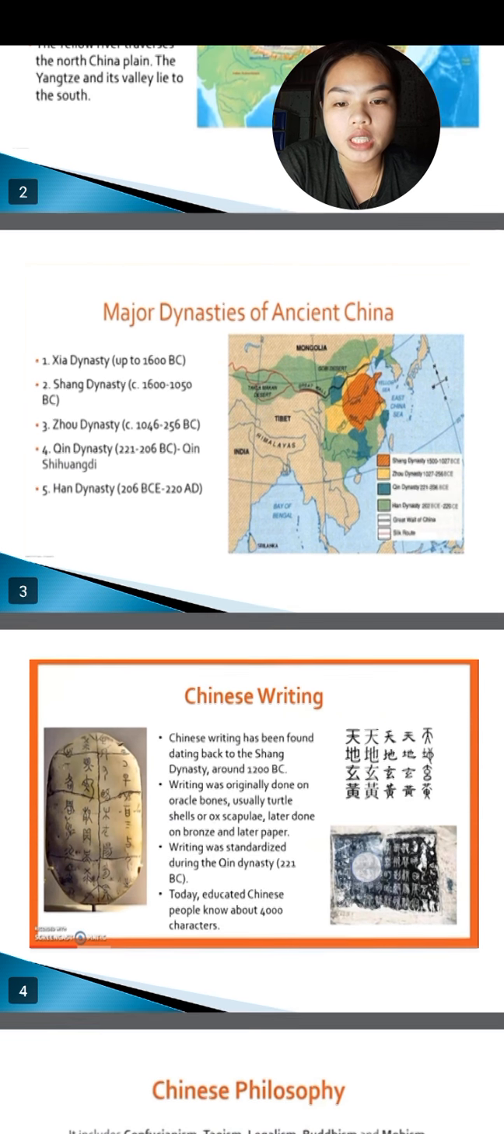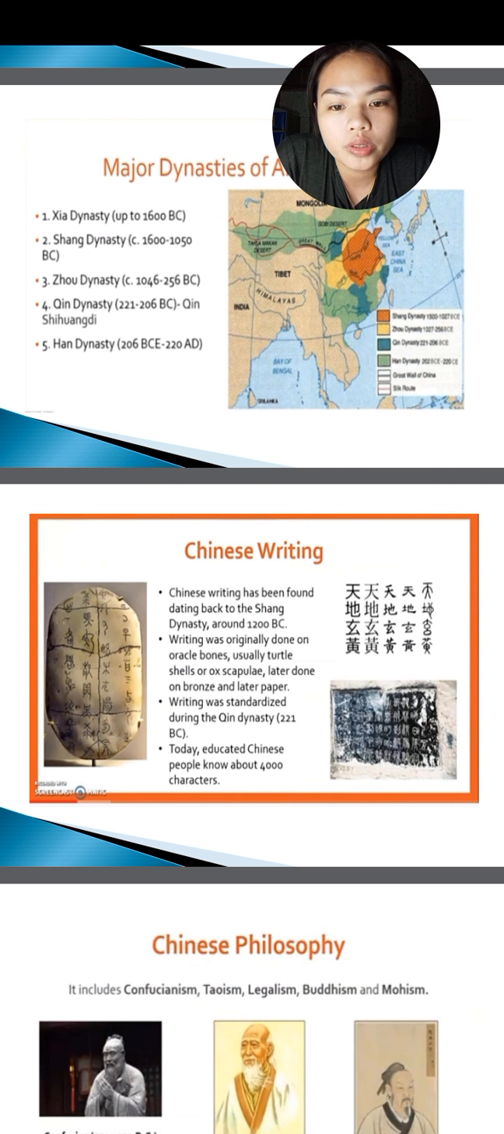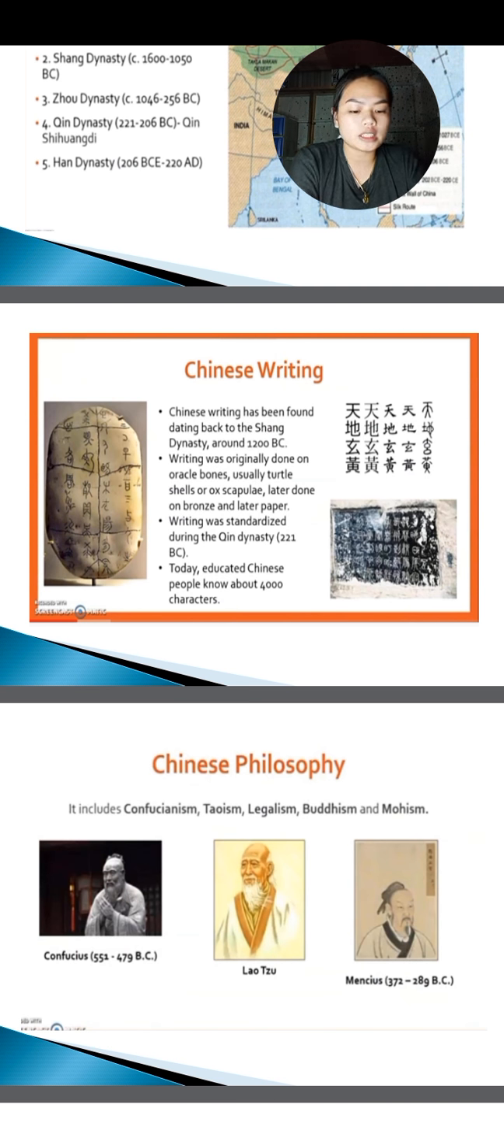Okay, so let's move to Chinese writing. Chinese writing has been found dating back to the Shang dynasty around 1200 BC. Writing was originally done on oracle bones, usually turtle shells or ox scapulae, and on bronze, and later writing was standardized during the Qin dynasty in 221 BC. Today, educated Chinese people know about 4,000 characters.